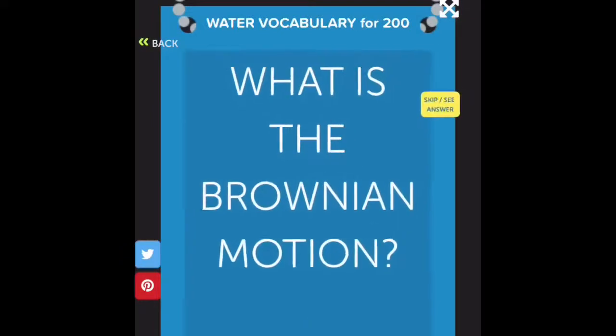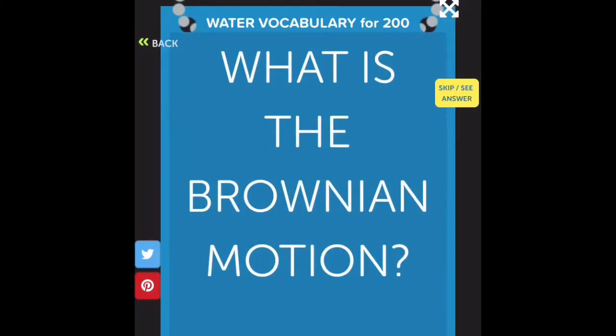Water vocabulary 200. What is the Brownian motion? The Brownian motion is the random movement of microscopic particles suspended in a liquid or gas due to the collisions with other atoms. Awesome!